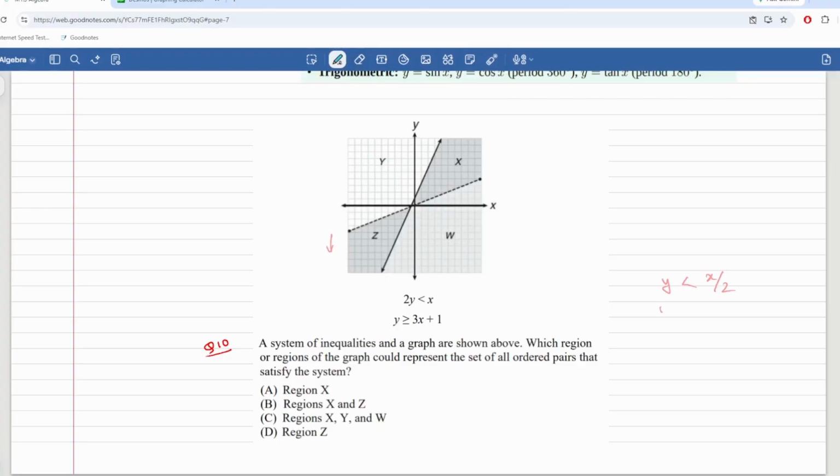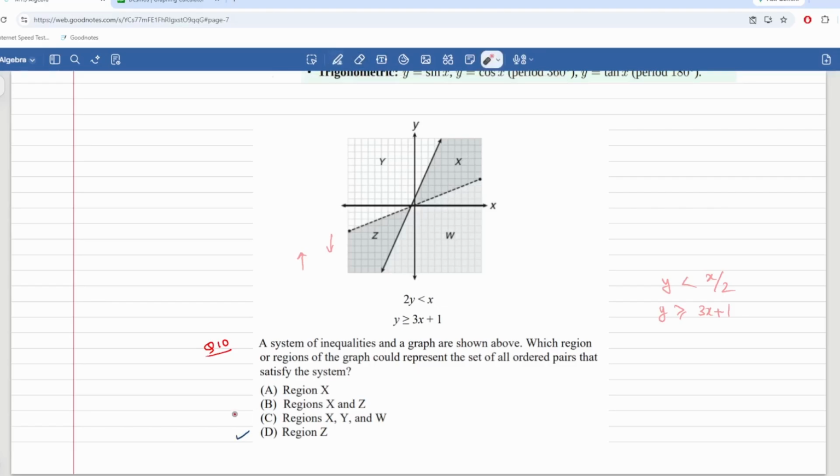Alright, and then y is greater than equals to 3x plus 1. Now this graph is the solid line, because I know by the convention of drawing inequalities that if it is greater than equals to or third bracket or inclusive, then the graph that is drawn has a solid line. So that means for this line, I will have to take the portion above it. So the only part that satisfies this is part Z. So region Z, that will be our answer.